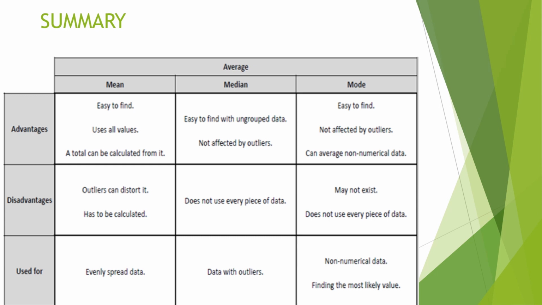The third one is what they are used for. Mean is used for evenly spread data. Median is used for data with outliers. Mode is used for non-numerical data and finding the most likely value. So this is all the summarization of all three averages, that is mean, median and mode, their advantages, disadvantages and uses.